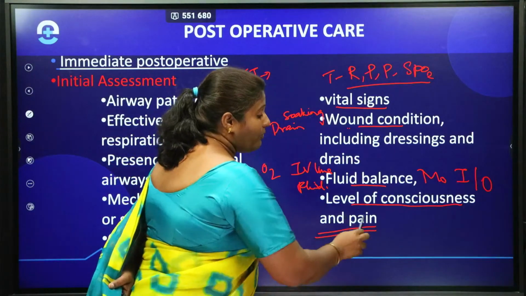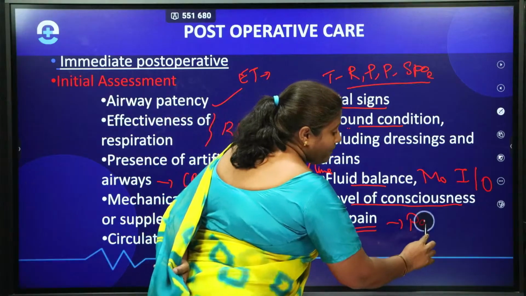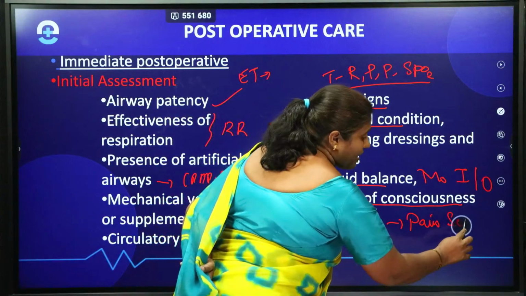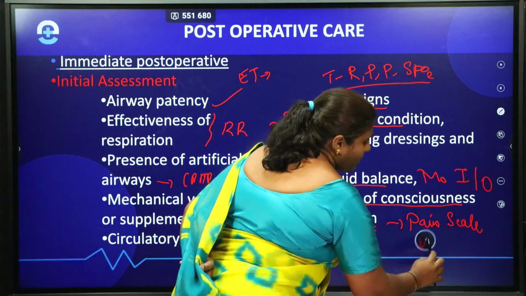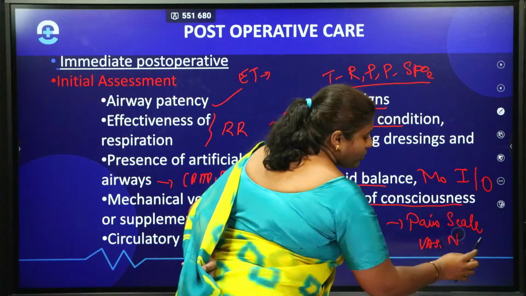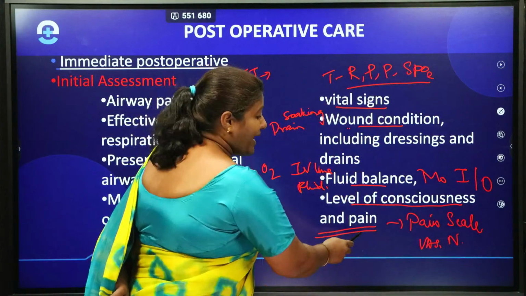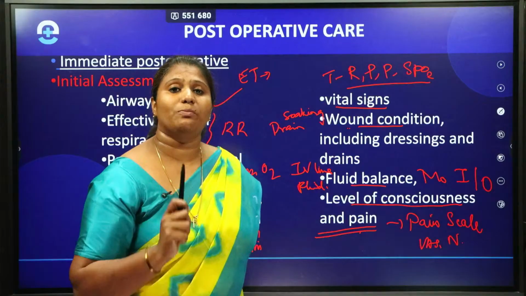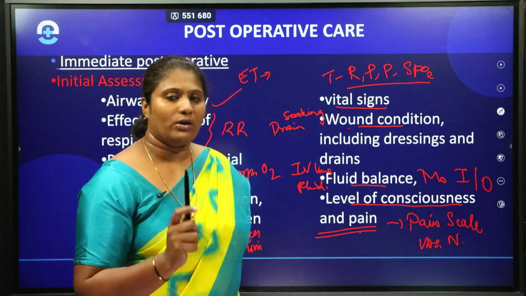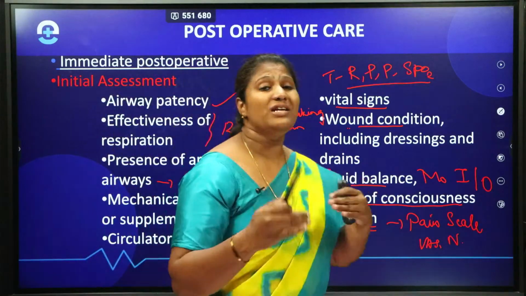Pain, okay. With the help of a pain scale, like a visual analog scale or numerical scale, you need to check the pain level, and according to that you need to give the medication as per the doctor's order. So this is all the initial assessment.